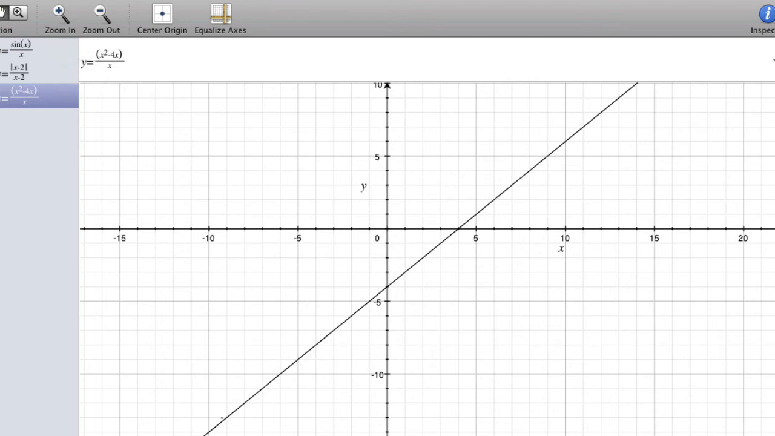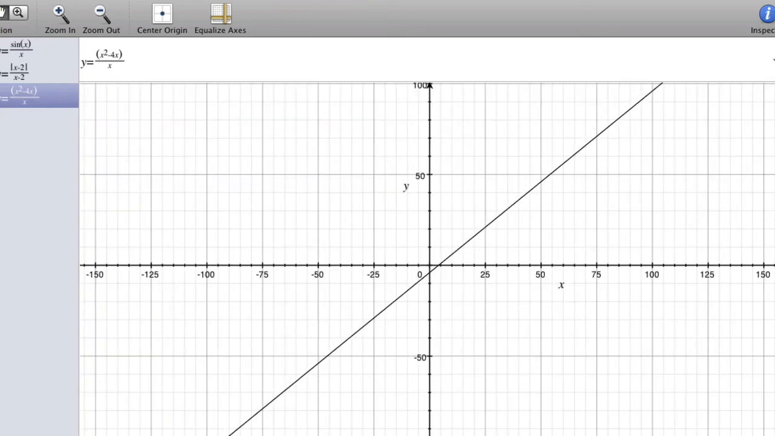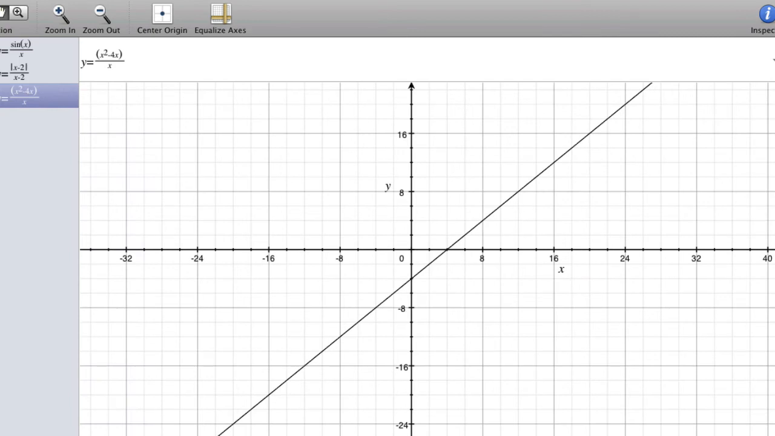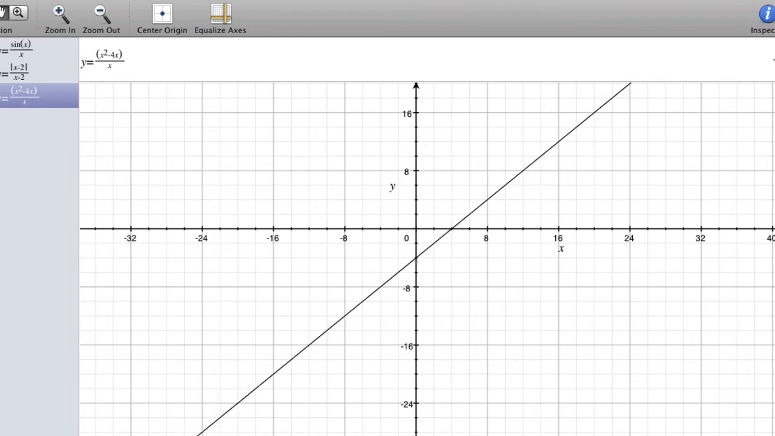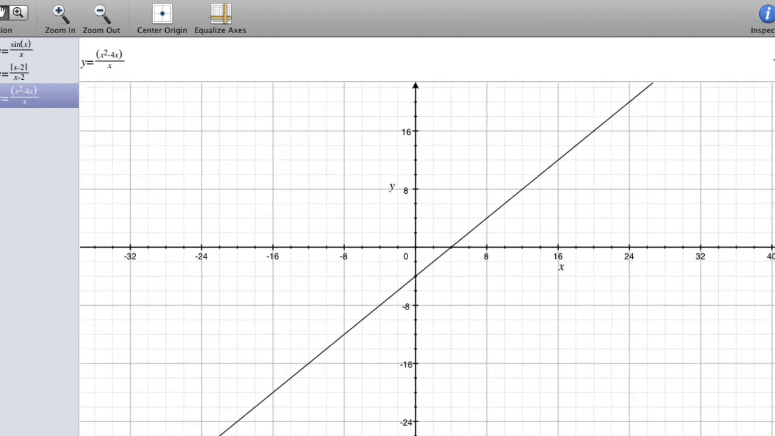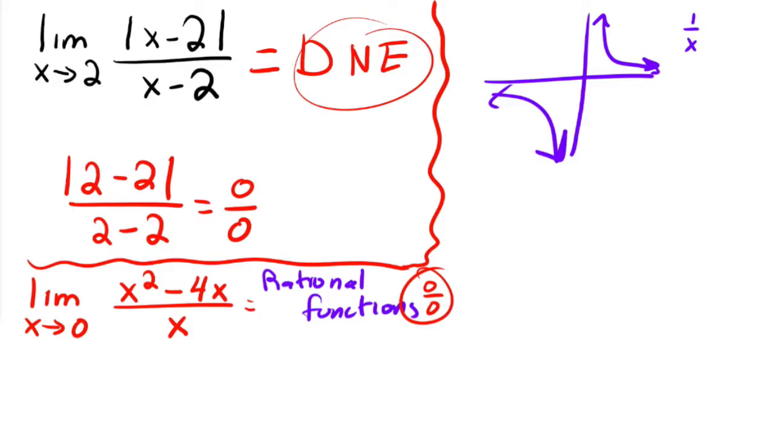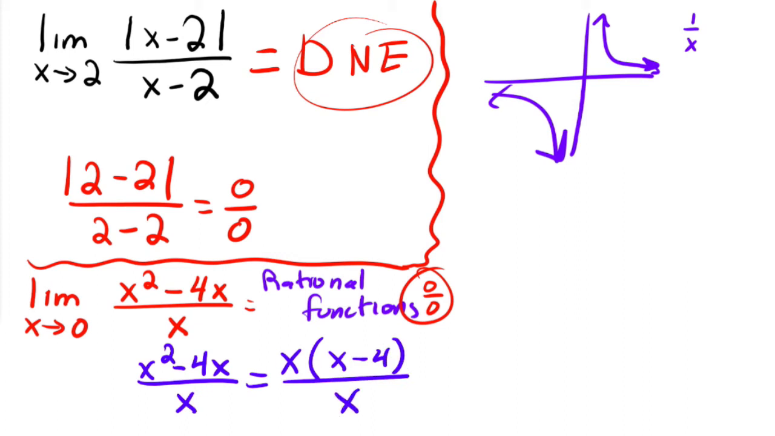And so you'll notice that this doesn't look like a rational function at all. This looks exactly like a linear function. And obviously we don't see the hole because the graph is not capable of showing it to us, but it's not defined here at 0. So let me just try to show you what's happening. Notice that there's a different way of writing this function. Notice that x squared minus 4x over x, you can also write as x times x minus 4 over x.